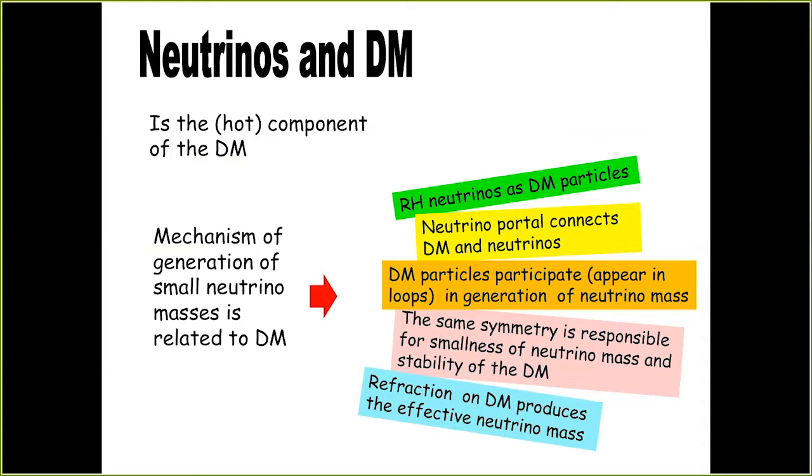Neutrino and other anomalies. There's big activity in studies of neutrinos and dark matter. And there are different ways neutrinos can be connected to dark matter. Right-handed neutrinos themselves can be the dark matter particles. Or dark matter particles can participate in generation of neutrino mass. The same symmetry can be responsible for the smallness of neutrino mass and the stability of the dark matter. And what I will discuss a little bit is that refraction on the dark matter can produce an effective mass of neutrino.